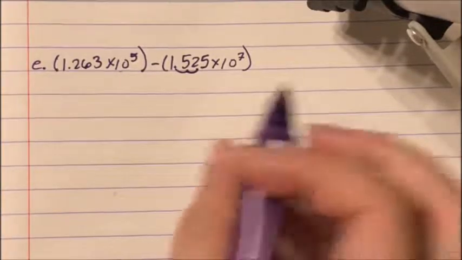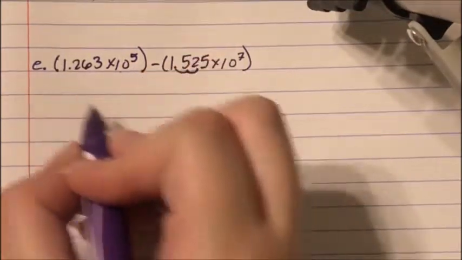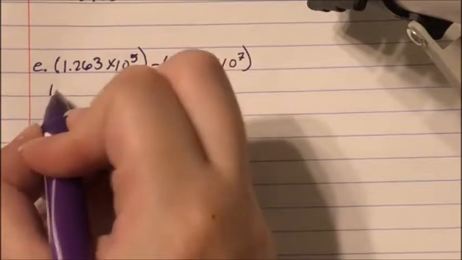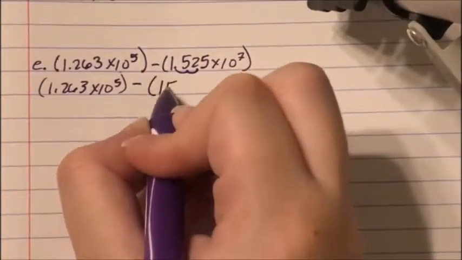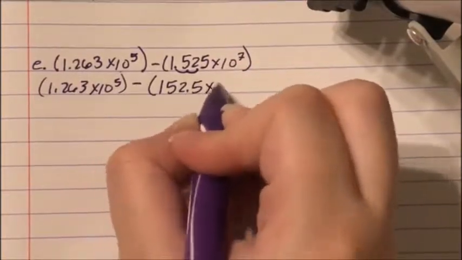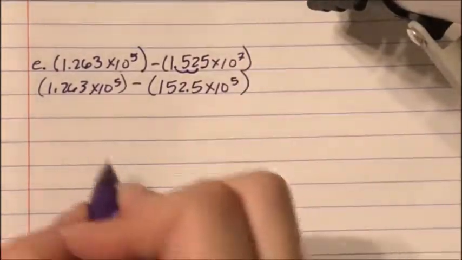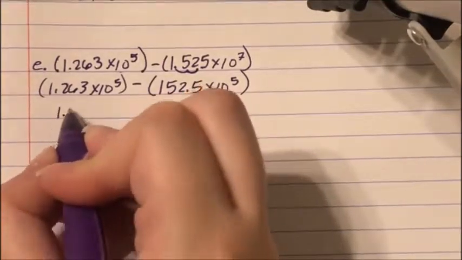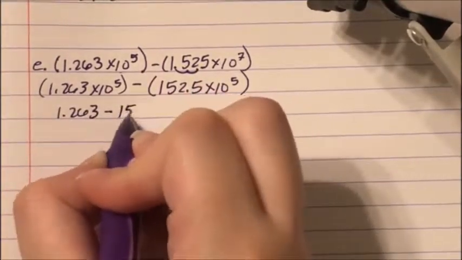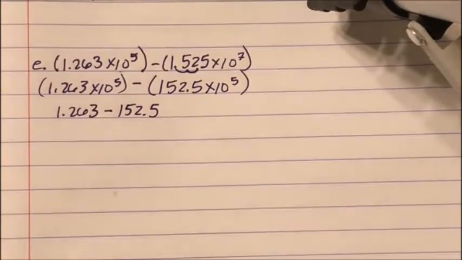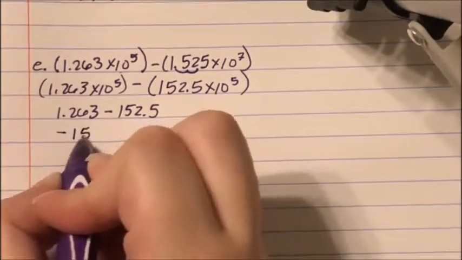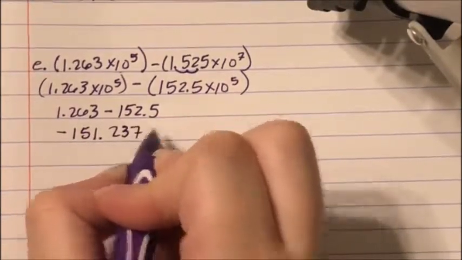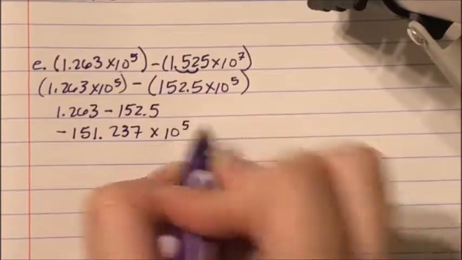Okay, so I'm going to get 1.263 times 10 to the 5th minus 152.5 times 10 to the 5th. Okay, then I can subtract the numbers. 1.263 minus 152.5. And I get negative 151.237 times 10 to the 5th.